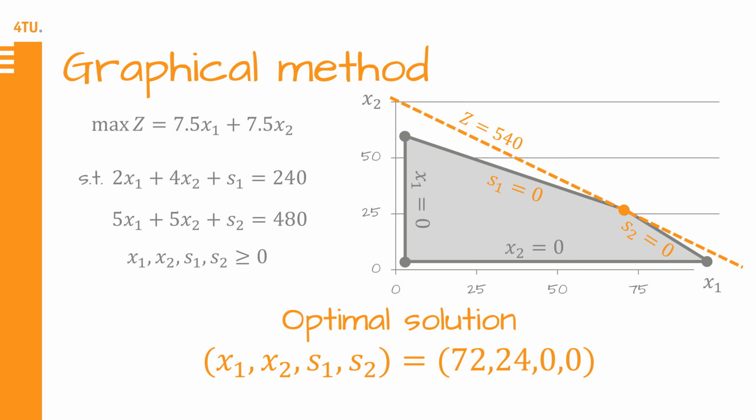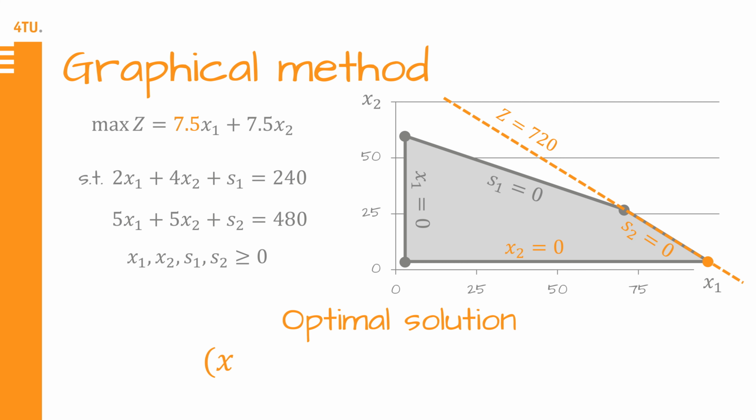When we change the coefficient of x1 in the objective function to 7.5, the slope of the objective function in the graph changes, which in this case increases the objective function value. The optimal solution stays the same, but the objective function value becomes 720. When moving along the objective function line, we end up in another optimal basic feasible solution. The objective function value stays the same, but the optimal solution changes to x1 equal to 96, x2 equal to 0, s1 equal to 48, and s2 equal to 0.